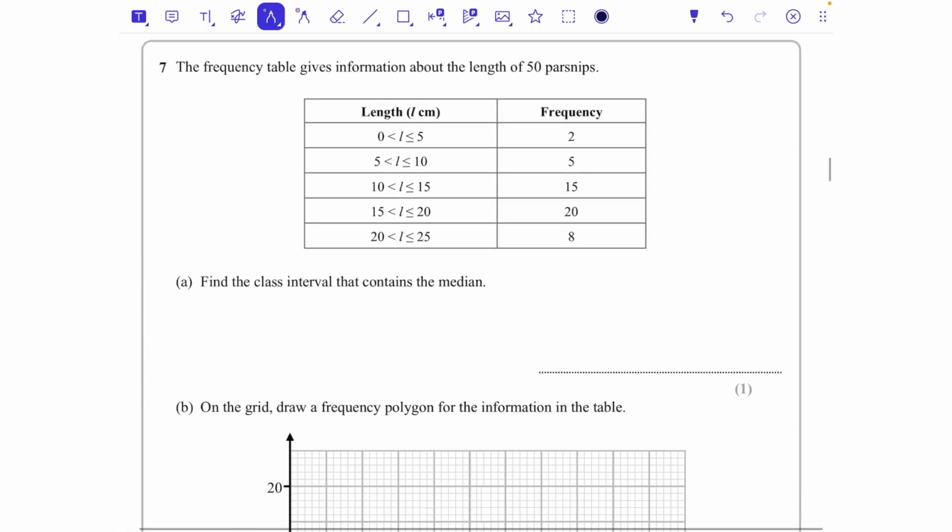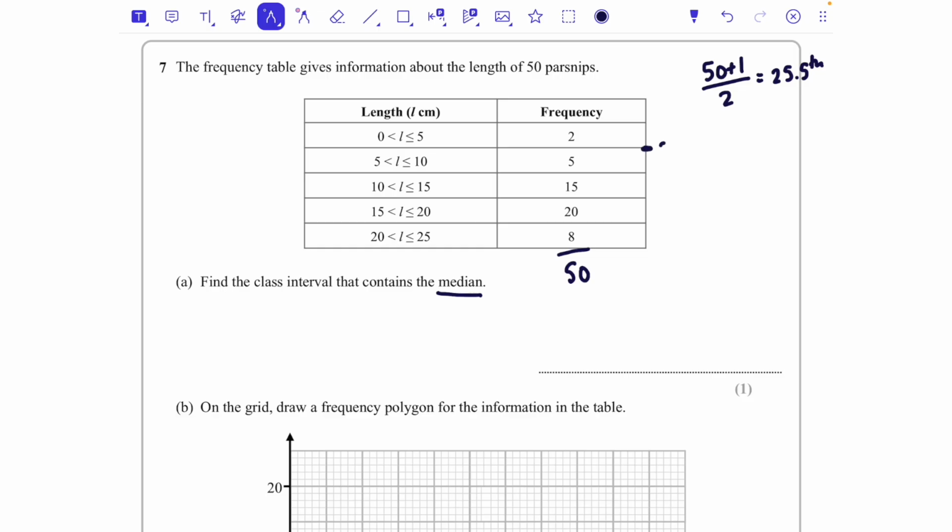Okay, question number 7. The frequency table gives information about the length of 50 parsnips. Find the class interval that contains the median. So there are 50 parsnips here. This adds up to 50. If we want to know where the median is, remember the median is the middle. If I want to find that middle value, I would add 1 and divide by 2. That tells you the position of the middle piece of data, and that is 25.5. So where is the 25th and where is the 26th piece of data? We want to go in between them.